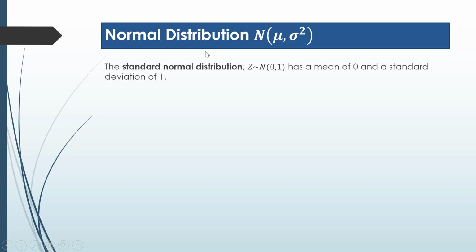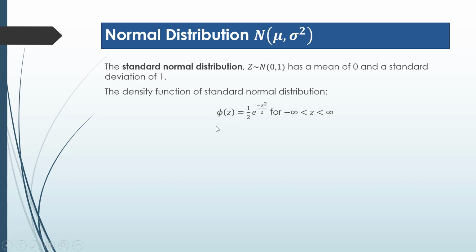For normal distribution, we start with the standard normal distribution. That means this normal distribution has a mean of 0 and a standard deviation of 1. The density function of standard normal distribution is phi of x. It's basically just notation. We usually use f of x for continuous distribution, but for normal we can use phi of x. So this phi of x means the density function, the PDF. And this is equal to 1 over square root of 2 pi times e to the negative z squared over 2, and the domain of z is negative infinity to infinity.